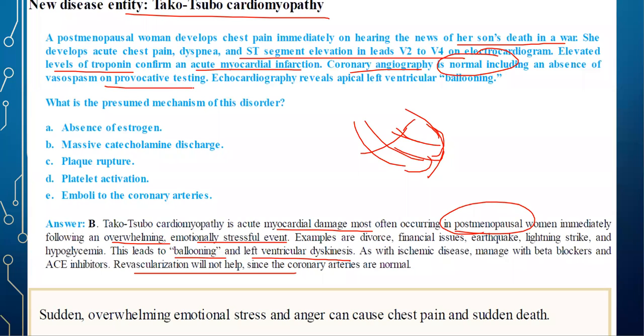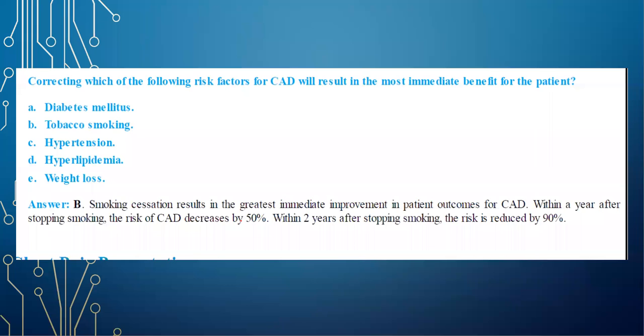You also did a provocative test. This provocative test is done for Prinzmetal angina to see if you do the provocation, does the coronary artery get into vasospasm? But there is no vasospasm on provocative test as well. So it's not even Prinzmetal angina. Then you did an echocardiogram, which showed that there is left ventricular ballooning. If you get left ventricular ballooning or left ventricular dyskinesia, then you can confirm that this is Takotsubo cardiomyopathy. Okay? And the answer here is massive catecholamine discharge. Don't get too concerned about that because it doesn't come in the exam often.